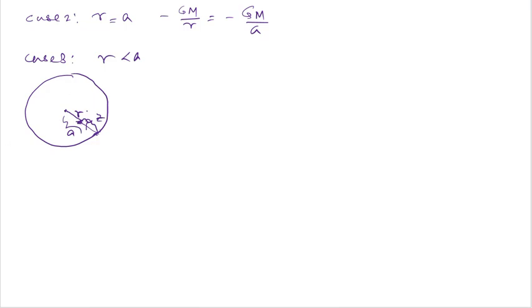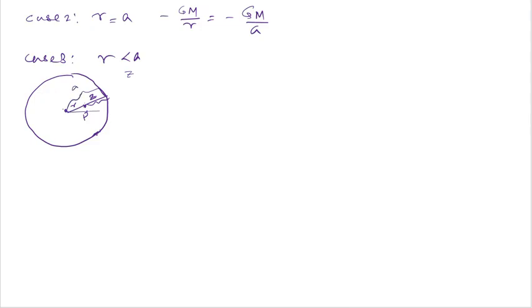Let me make it more clear. This is the center. For example, I'll draw like this. Suppose this is the point P. This distance from the center to the point P is r. And what is z? Because z is varying, correct? z is nothing but the distance from the surface of the sphere to that particular point. So this distance is z, and obviously the radius is a.